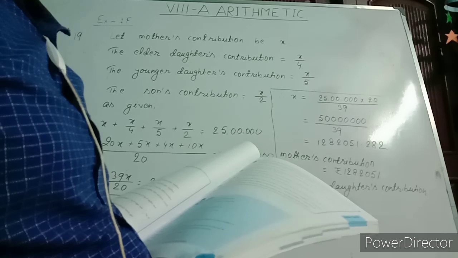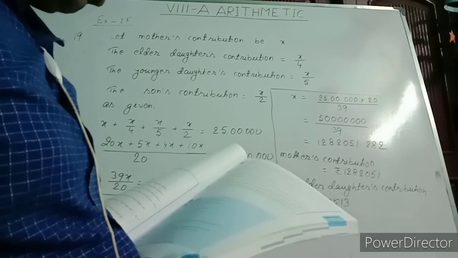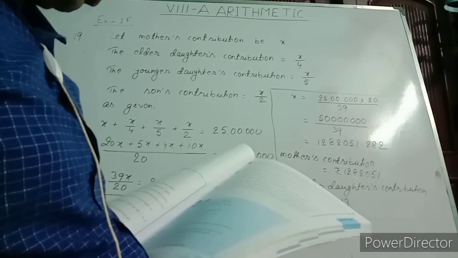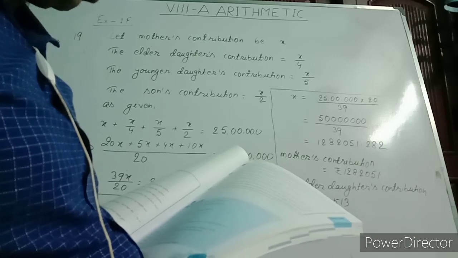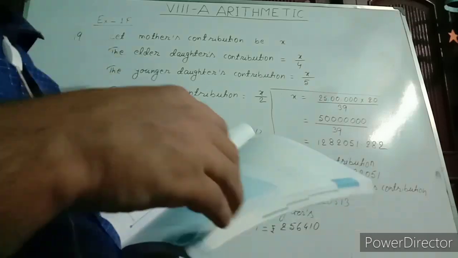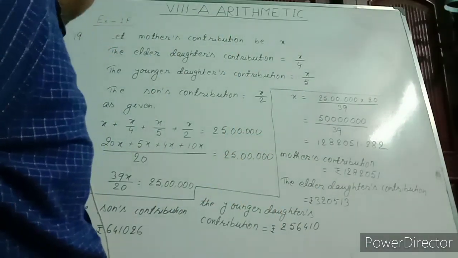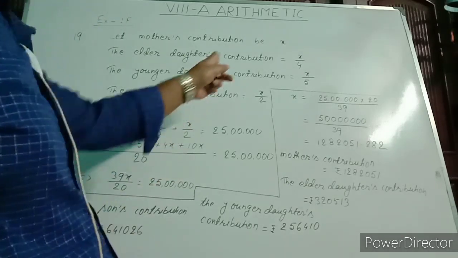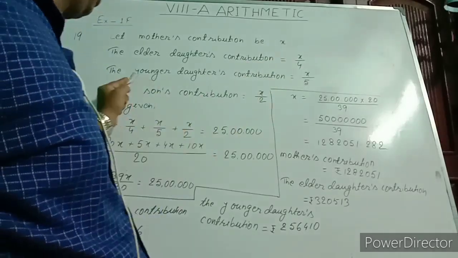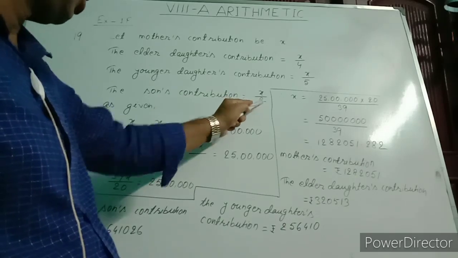In this amount, the elder daughter contributed 1 by 4th of her mother's contribution. The younger daughter contributed 1 by 5th of her mother's contribution, and the son contributed 1 by 2 of his mother's contribution. How much did the four contribute individually? So for that, at the top I wrote, let mother's contribution be x, then elder daughter's contribution x by 4, younger daughter's contribution x by 5, and son's contribution x by 2.